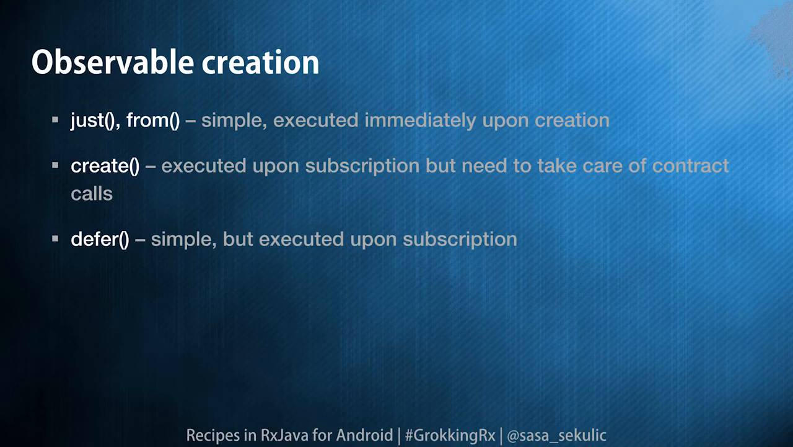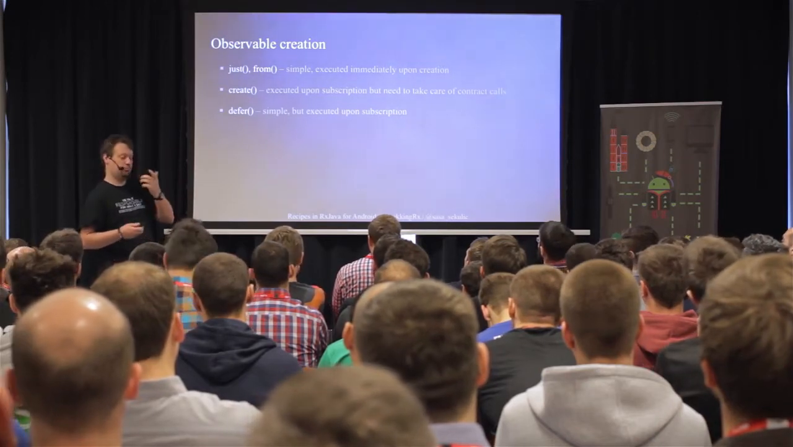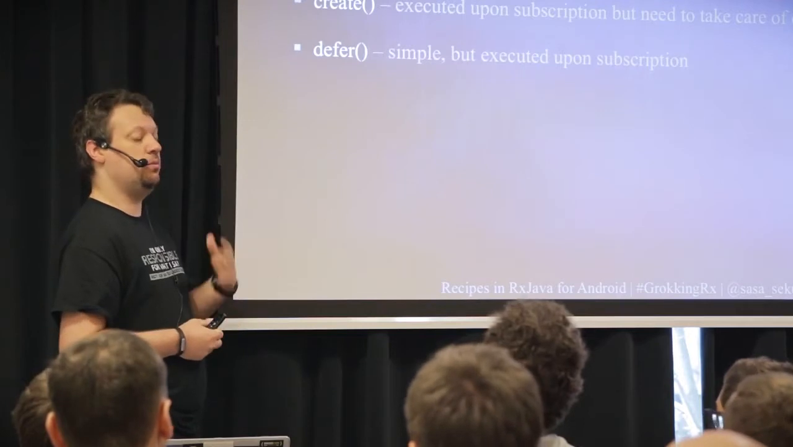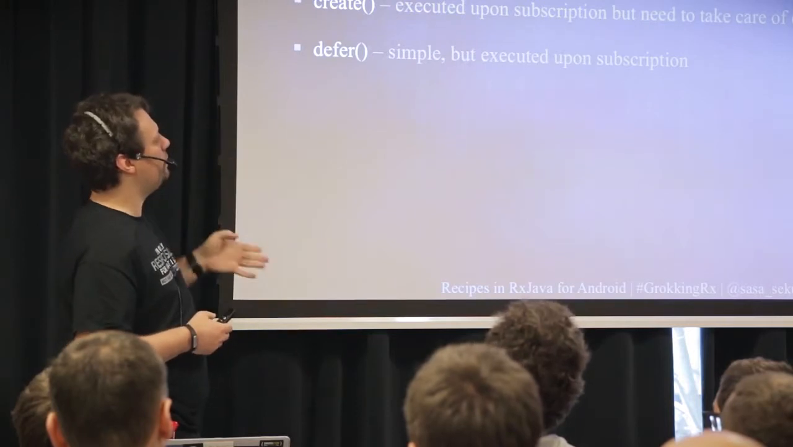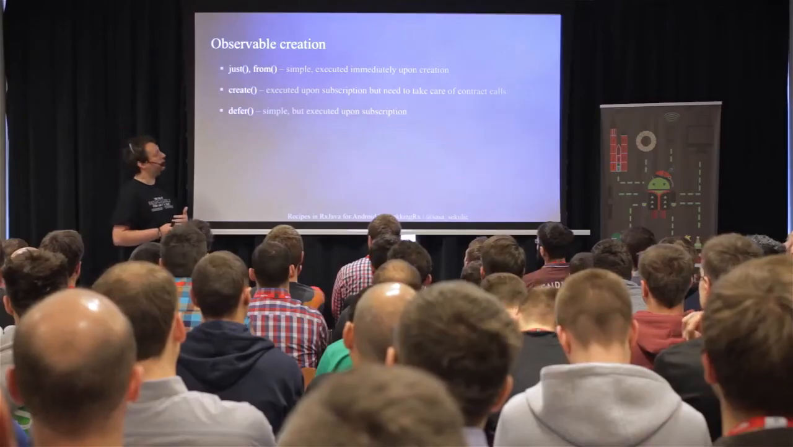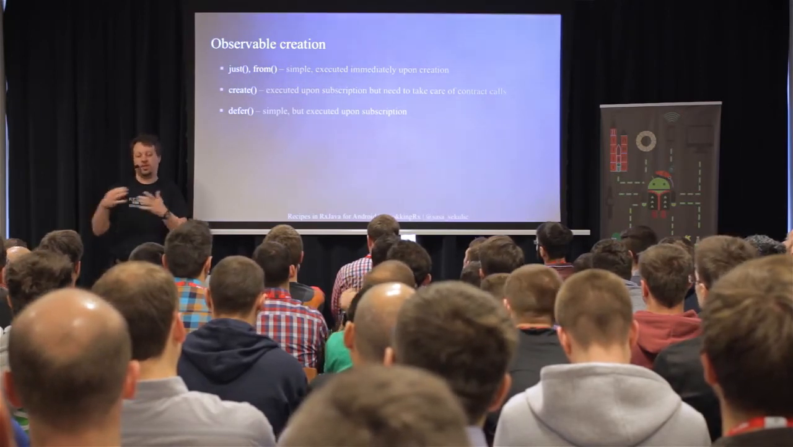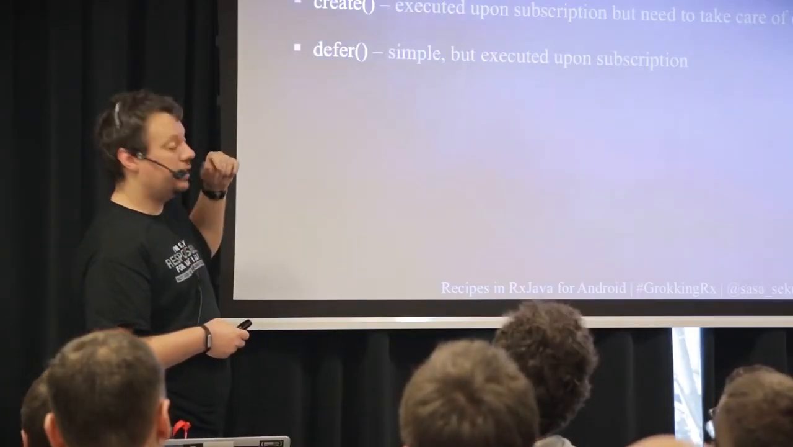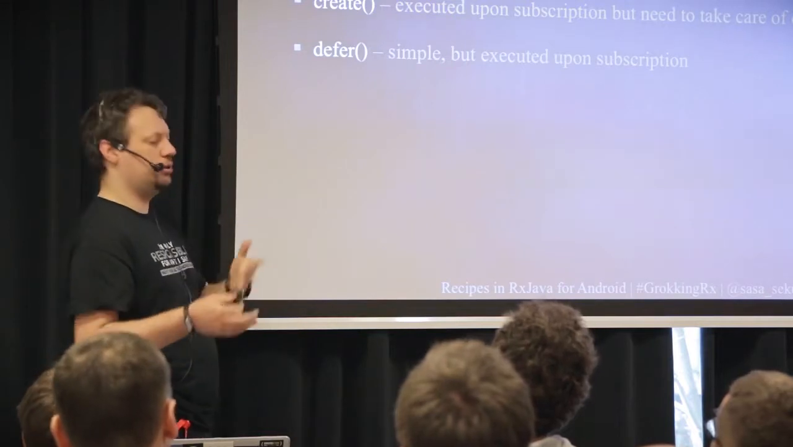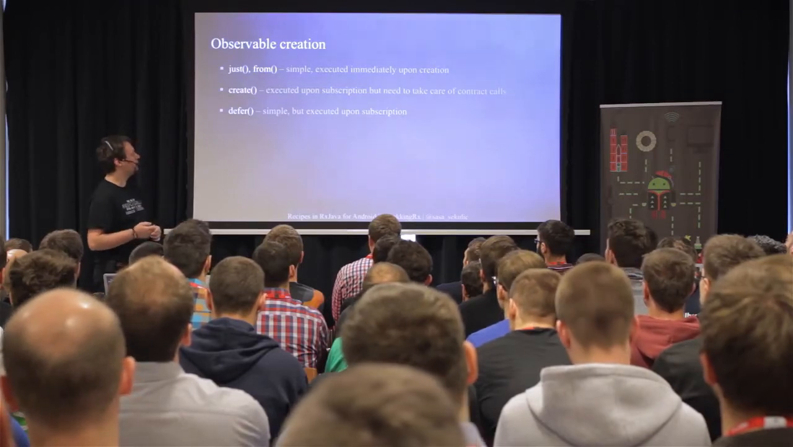So let's start with basic observable creation. Ivan was already talking about what methods are there. You have just and from, which are simple creation methods, but they're executed immediately upon creation. Then you have create, which is executed upon subscription, so you can defer the execution until a subscriber actually subscribes to the observable. And you also have defer, which is again executed upon subscription, but it's a bit simpler to use than create. There isn't that much documentation about it available.